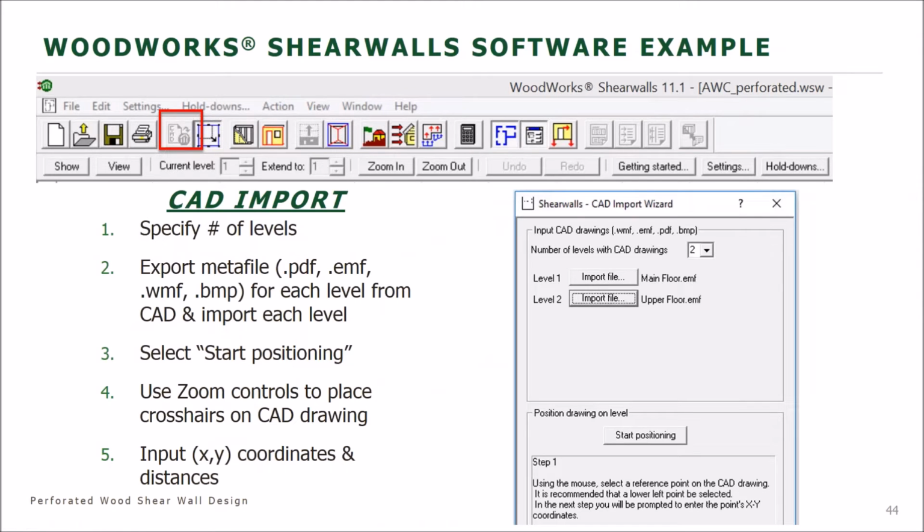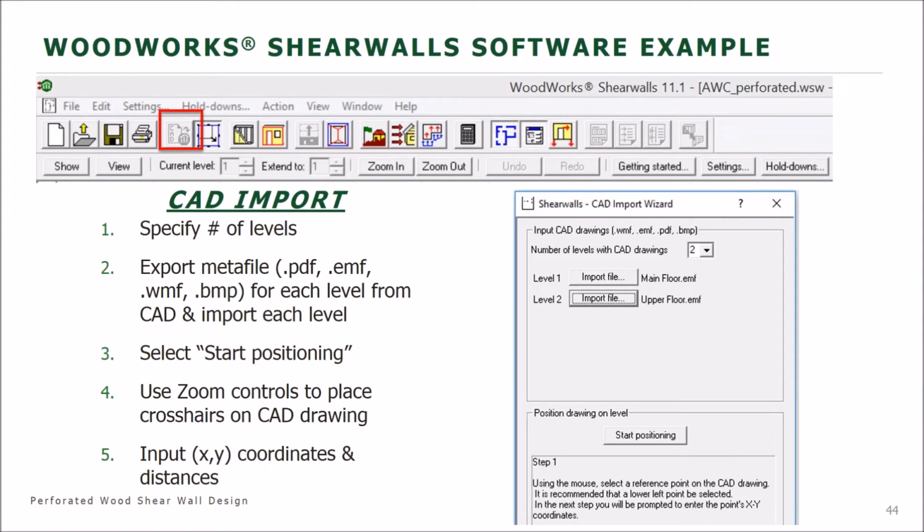So what we can do in the software as well is it's possible to import a CAD file. We can see along the top toolbar, you sort of work from the left to the right in order to build your model and input all the variables and then run the design. So one of the first steps that we can do is we can actually import a CAD file from the architect's drawing. We can either use a PDF, an EMF file, a WMF file, or a BMP file.